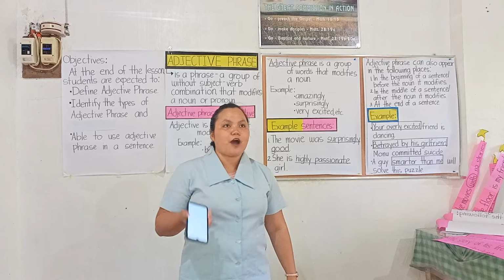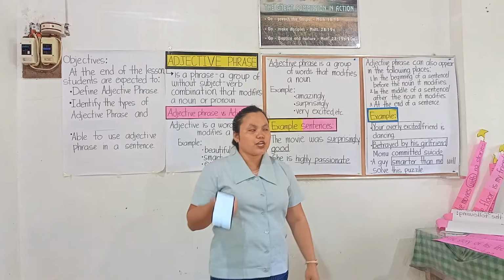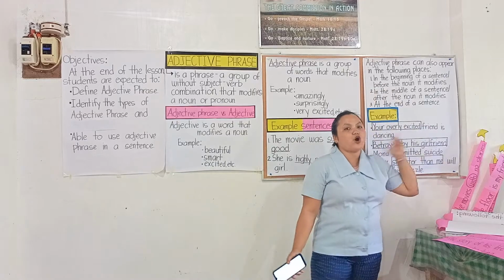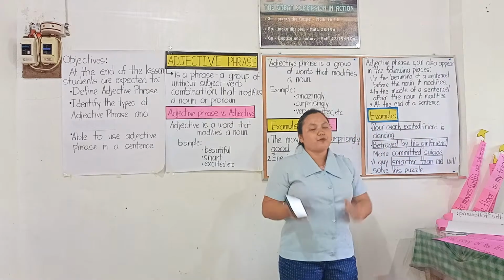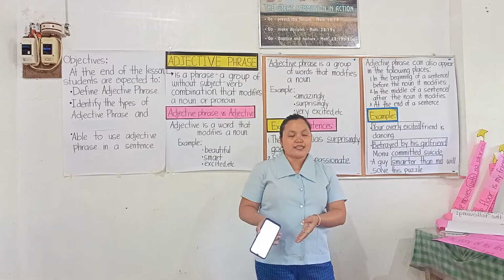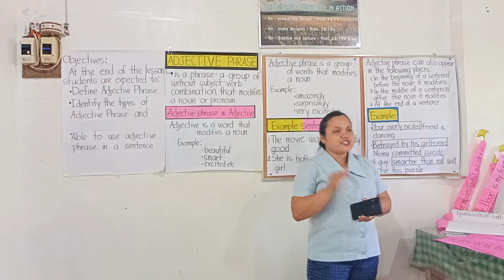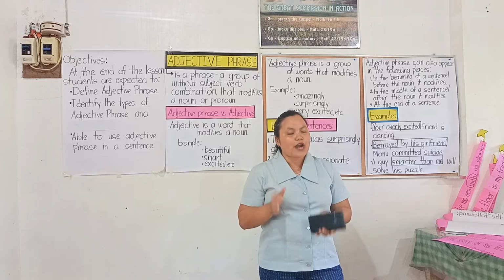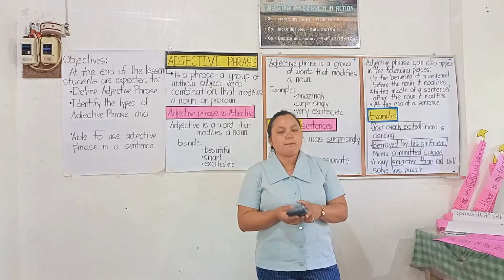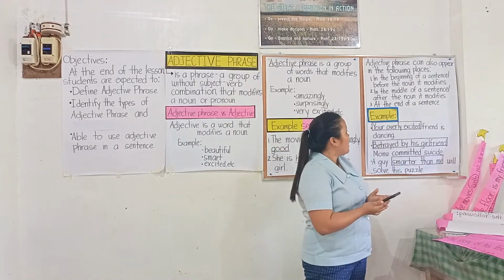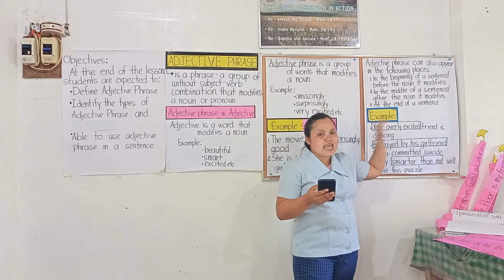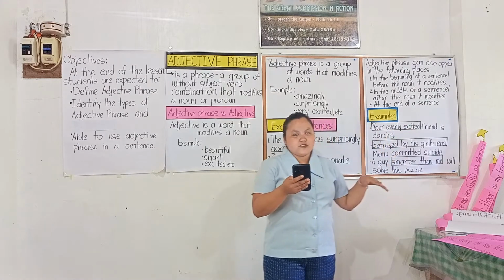Adjective phrases can be found in other places. First, an adjective phrase can be found in the beginning of a sentence or before the noun it modifies. Another, an adjective phrase can be found in the middle of a sentence or after the noun it modifies. Lastly, an adjective phrase can be found at the end of a sentence.